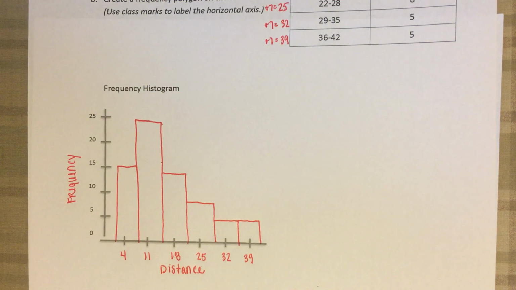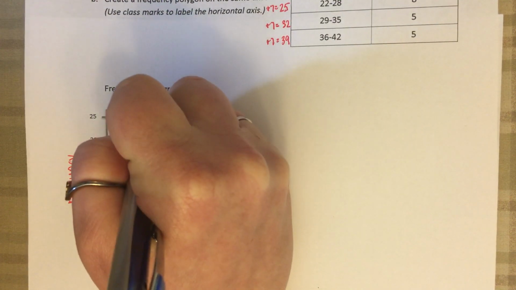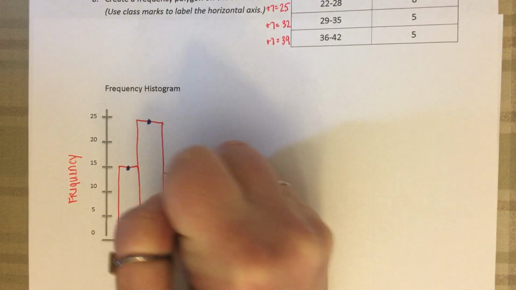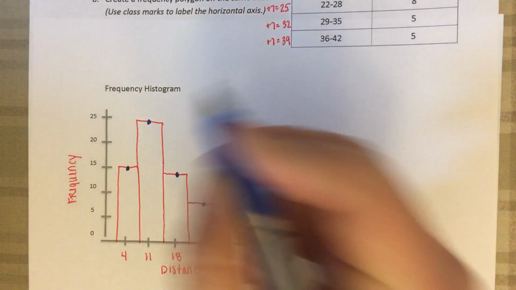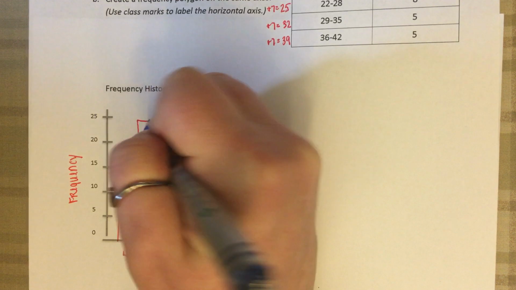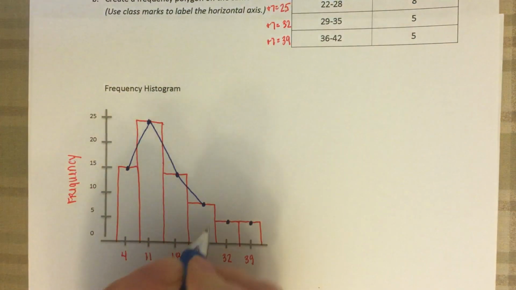Now, if we wanted to overlay a frequency polygon on top of this, what we would do is put a dot in the center of each of our bars, so that it's directly above our class mark. And then we could connect those dots to give us our polygon for our line graph.